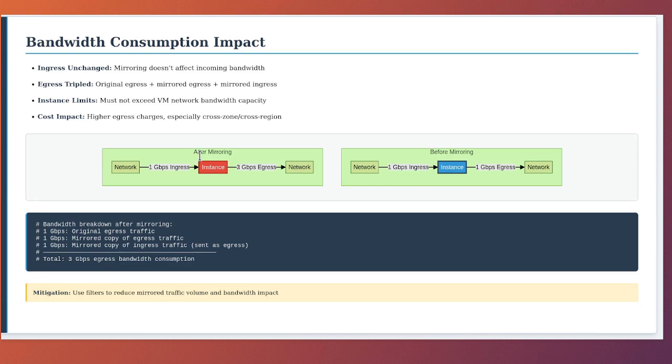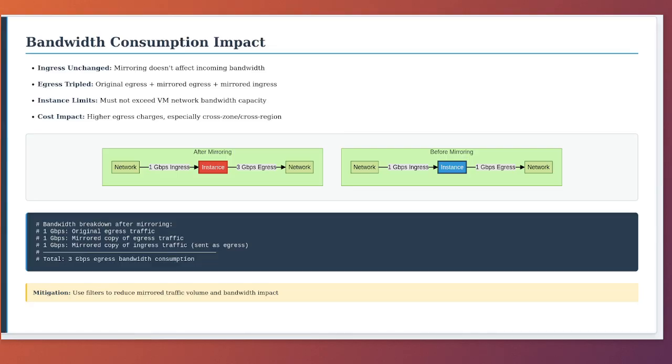Third, there's 1 gigabit per second of mirrored ingress traffic. Wait, what? This might seem counterintuitive, but remember that when the instance receives ingress traffic, that traffic needs to be mirrored too. The mirrored copies of the ingress traffic have to be transmitted out of the instance to reach the collectors. From the instance's perspective, sending mirrored copies of received traffic counts as egress bandwidth.